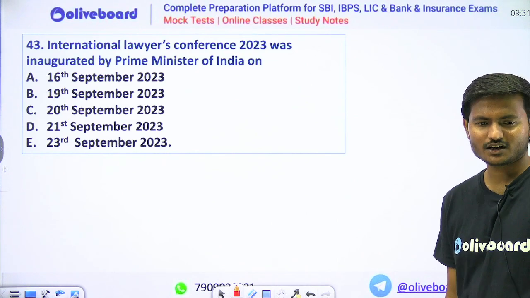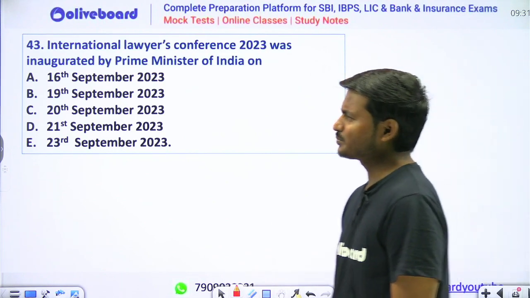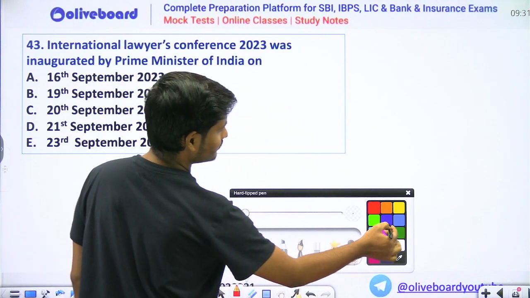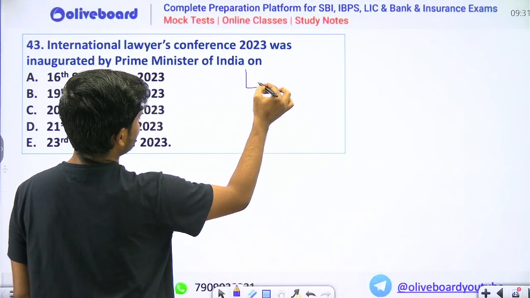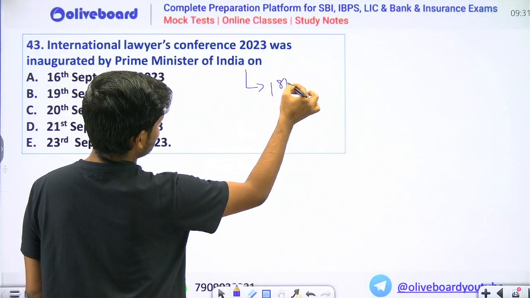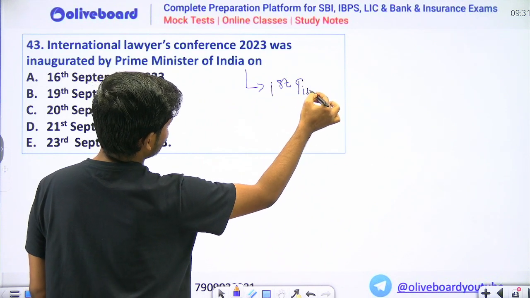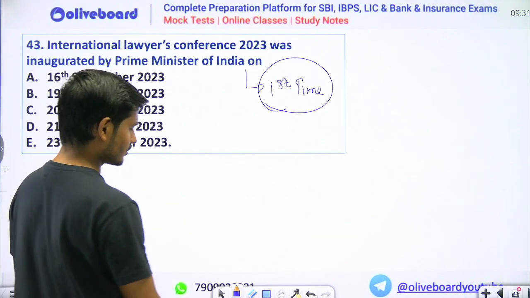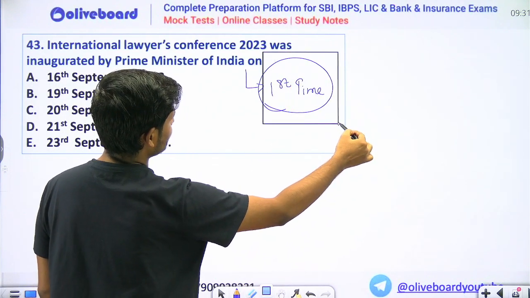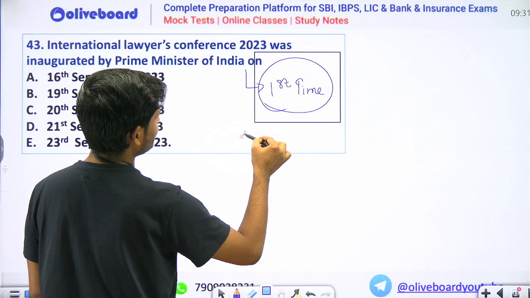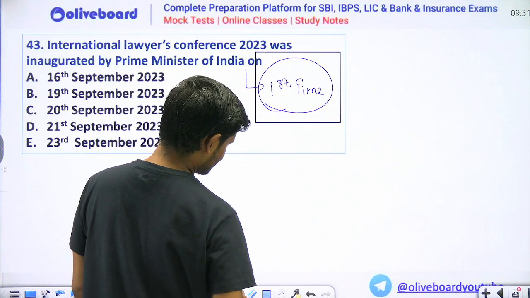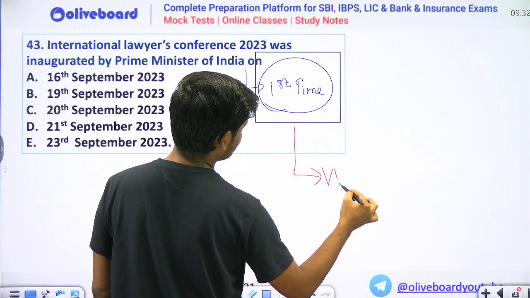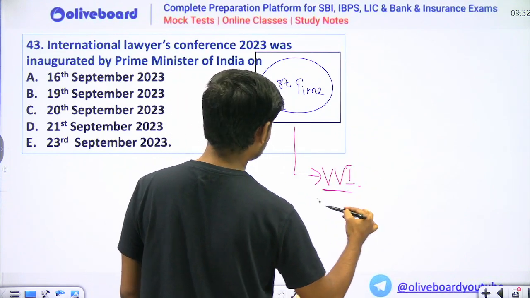Now, International Lawyers Conference was inaugurated by the Prime Minister on which date? Okay, International Lawyers Conference. Why is this question important? Because for the first time such a conference has been done in India. Whenever something happens for the first time, it becomes very important. It is the first time that this conference has been done in India. So automatically it becomes VVI, that is, very very important.